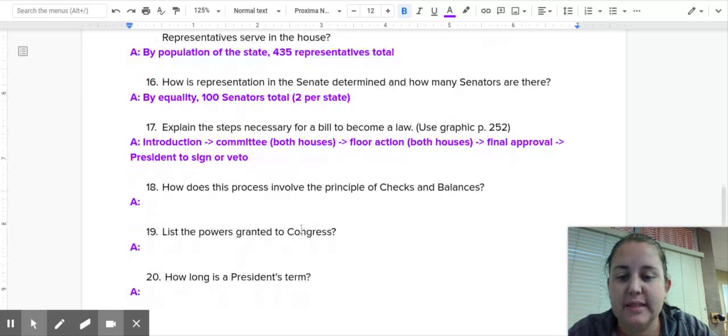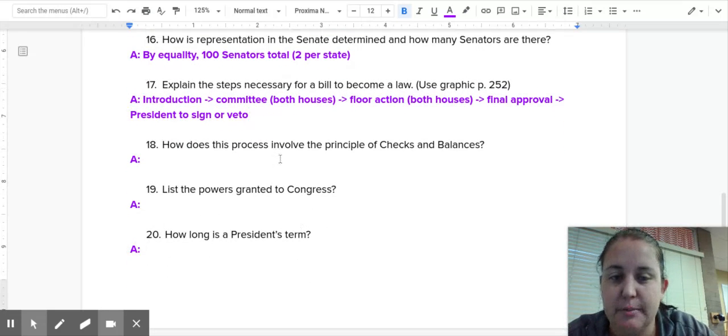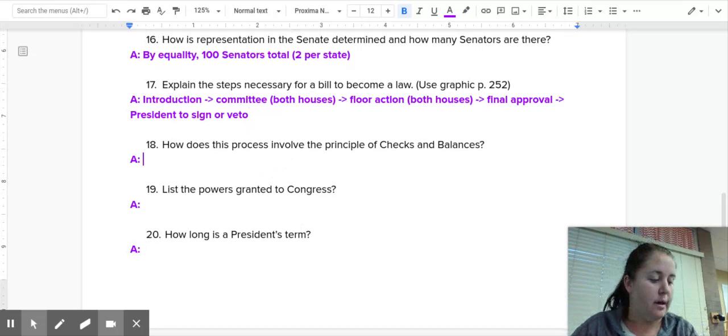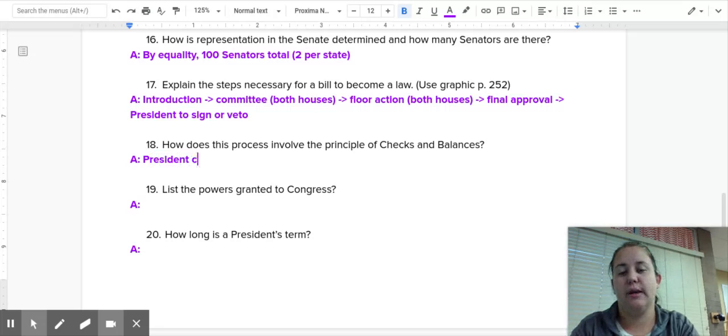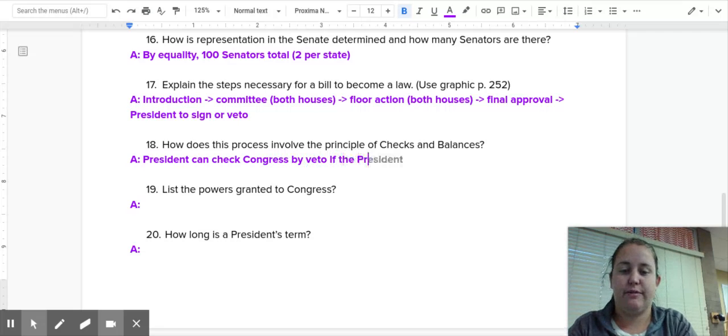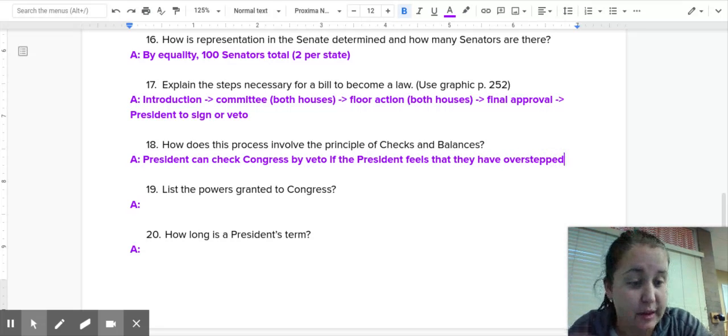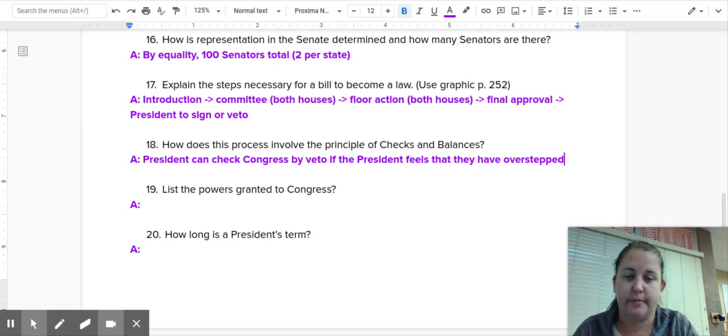So question number 18 then, how does this process involve the principle of checks and balances? Well, if the president can veto, that's a check. So the president can check Congress by the veto if the president feels that they have overstepped their role. Right? This is a way of keeping Congress from taking on too much power.